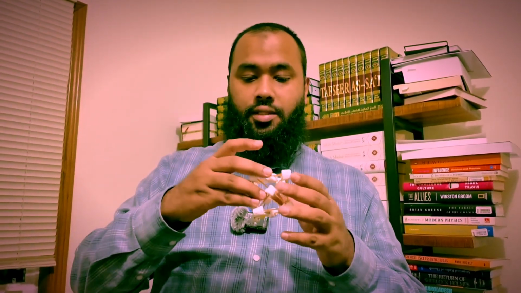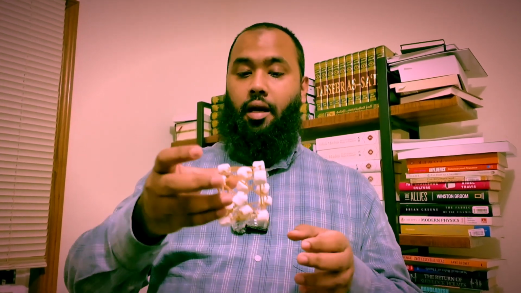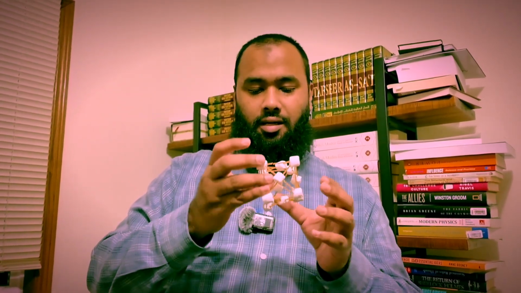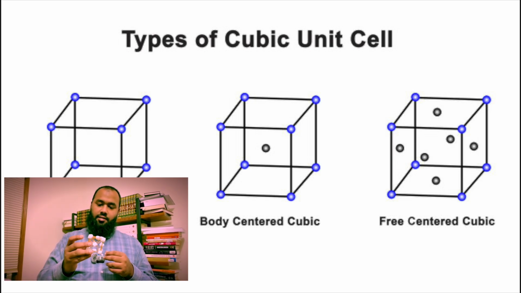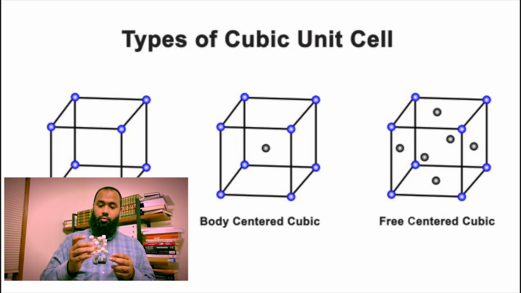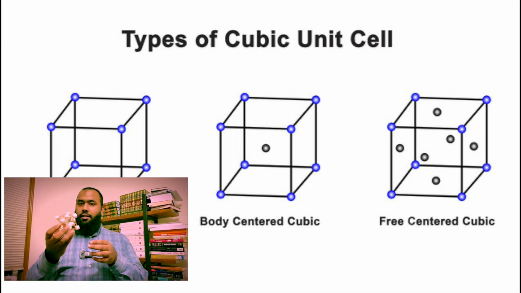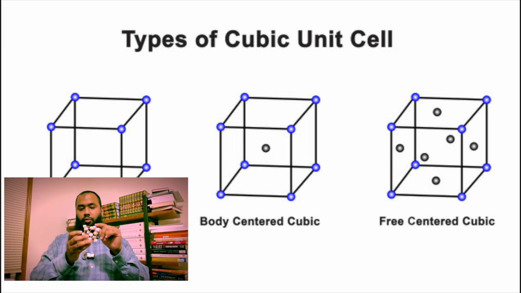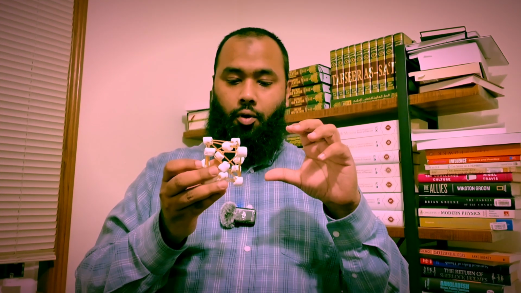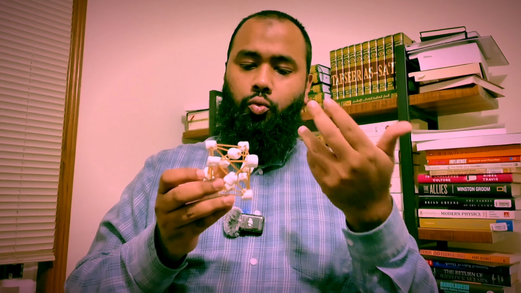Now, just to make it easy for you, here I made a very interesting spaghetti marshmallow model. I tried to make a face-centered cube, a crystal cube, but let's say your material has this crystalline unit as a building block. The thing is, how do you characterize that? How do you understand that? In that case, you use X-rays.